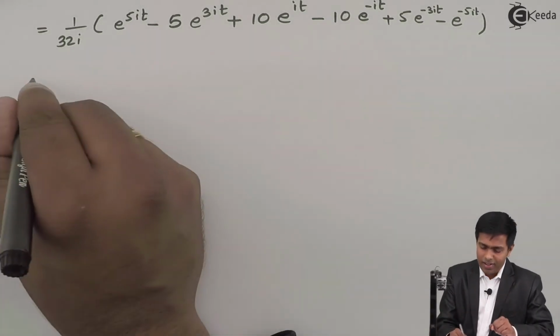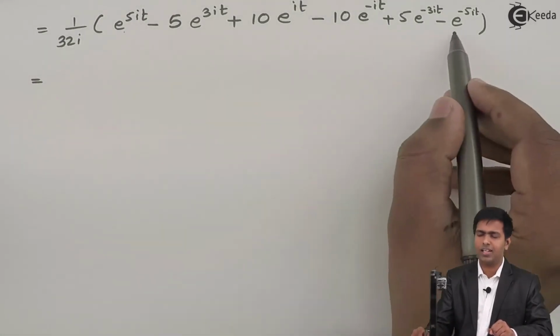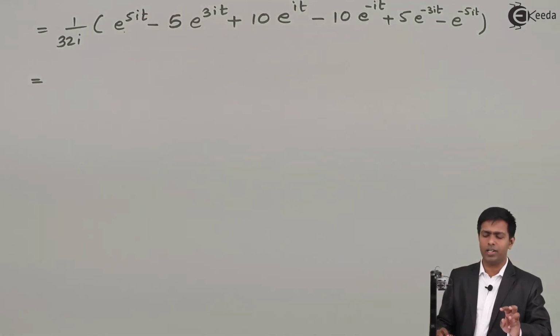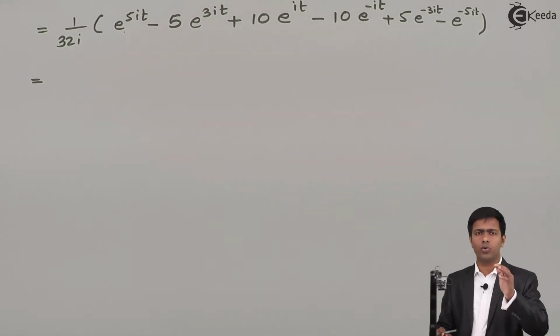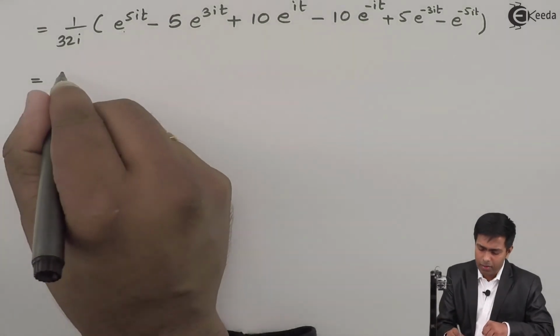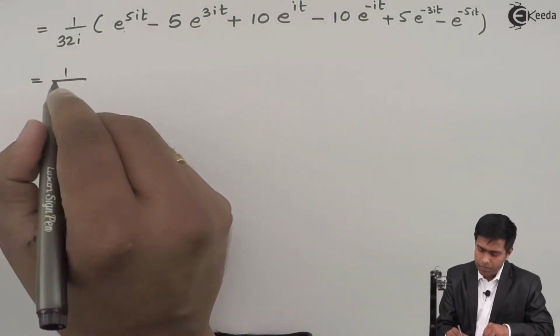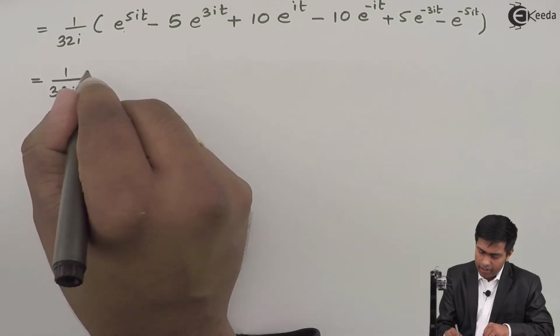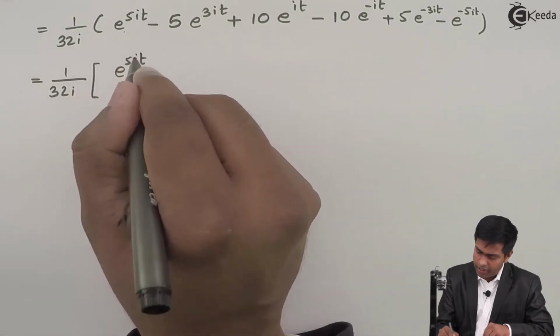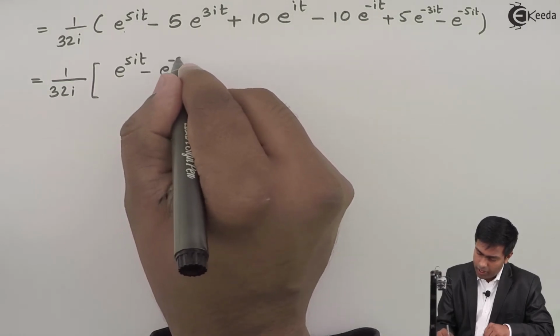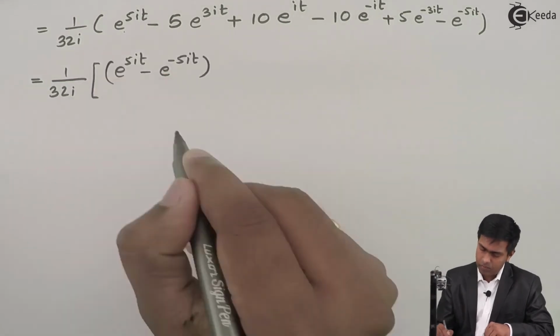So here, if you see, the first term and the last term have the similar power, that is 5it. Only the sign is opposite. So it does not matter because I am going to convert it into a formula. So this will become 1 upon 32i into e raised to 5it minus e raised to minus 5it.